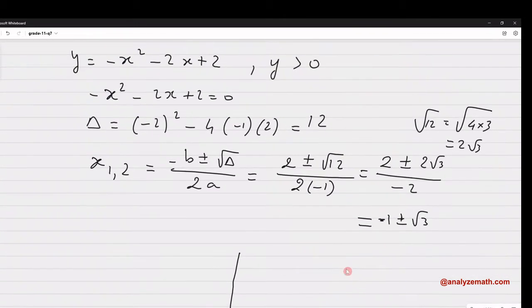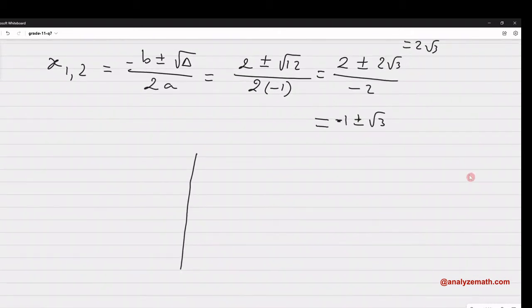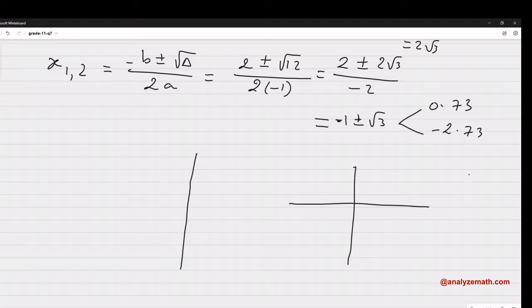Now, if I am graphing y, we know it's a parabola, it's a quadratic function, and we know it's a parabola that goes down because the a is negative, and we know it has two x-intercepts. Now let's give an approximation to the x-intercepts. The first one will give 0.73 with the plus, the second one -2.73. So if I want to graph the y, it's a parabola going down and going through the x-intercepts -2.73 and 0.73, something like this.